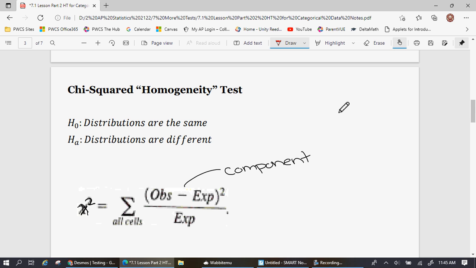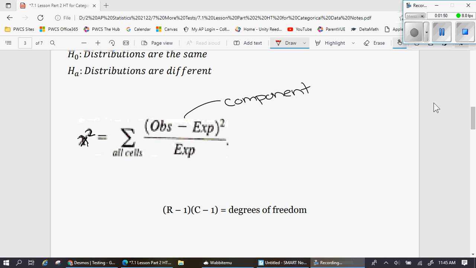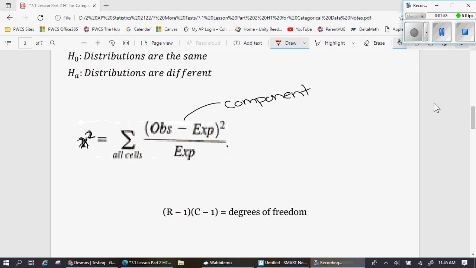For the goodness of fit test, we wanted to know, hey, does the distribution of our sample match what we think it should be? So, was there a uniform distribution amongst the zodiac signs of CEOs, and so on and so forth? In the last test, our degrees of freedom was just the number of cells we had minus one. Here we're going to have rows and columns because we have two categories. So we're going to take the rows minus one, the columns minus one, and multiply those together to get our degrees of freedom. The calculator will do that for us, but it's good to know just in case you're asked.